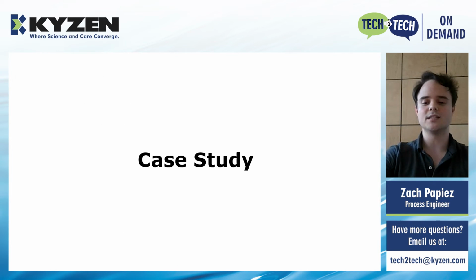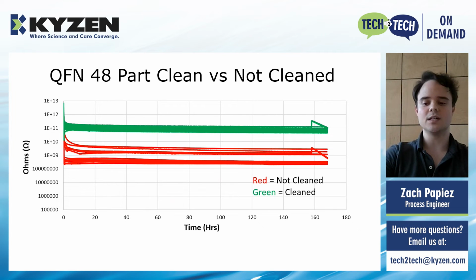Next, let's take a look at a case study that exemplifies how SIR can detect cleanliness. In this particular study, there were multiple boards soldered with a no clean flux, some cleaned and some not cleaned. These boards were prepared over several weeks and tested at the same pace. A clear discrepancy can be seen between those boards that were cleaned and those that were not. A high level of consistency can also be seen in the boards that were cleaned.